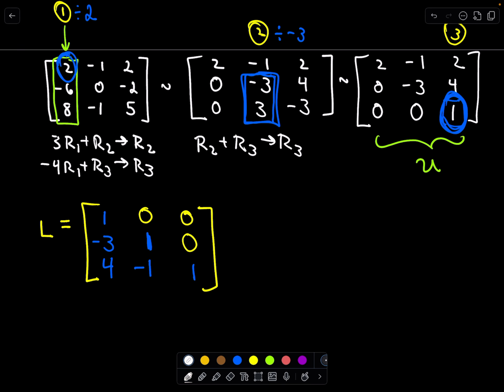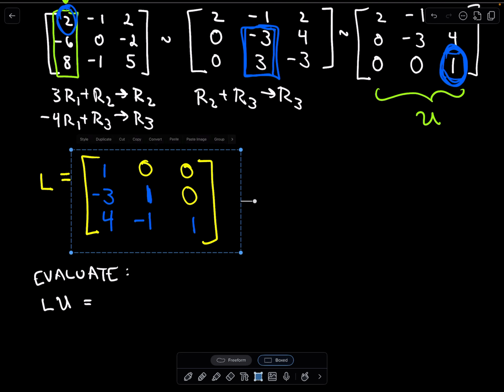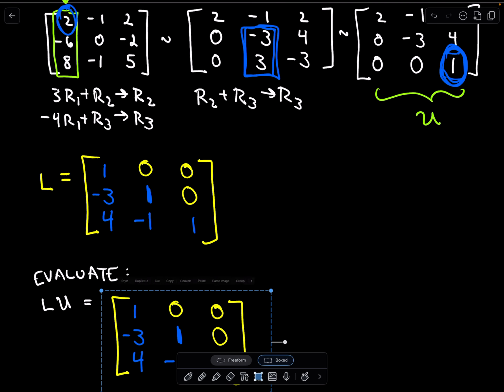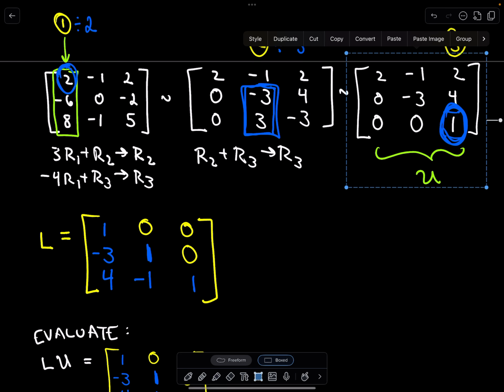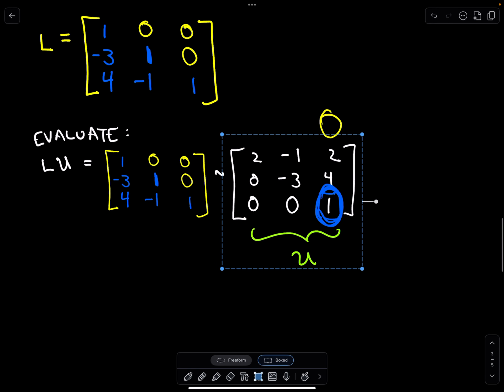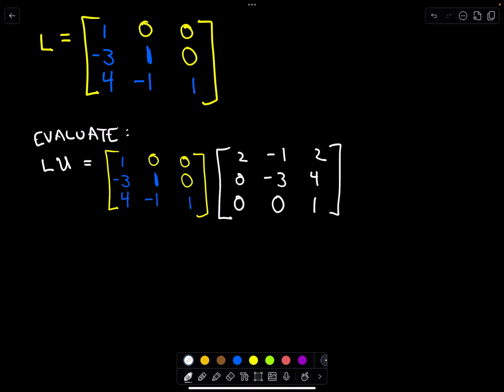And you can show, let's evaluate L times U. So hopefully we can do this. I'm going to talk through it. There's L. Let's copy down U. We'll clean this up. So let's perform this multiplication. And let's think, what would we get? Maybe I'll do a couple entries. I don't think I'm going to fill it all the way out.